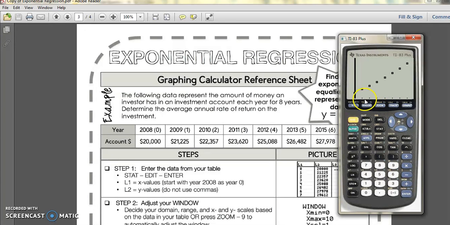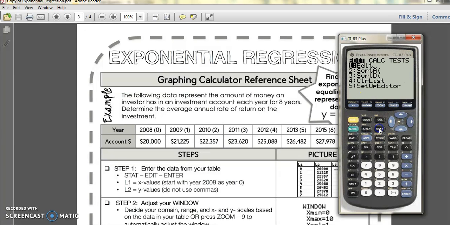At this point it doesn't look too curved, it kind of looks linear, but it will have a rate of return. So we're looking for the common ratio between 20,000 and 21,225. How are we getting from one term to the next in the list? So we viewed our graph, and this is what our scatter plot looks like. Now we want to find a curve of best fit because this is a curve.